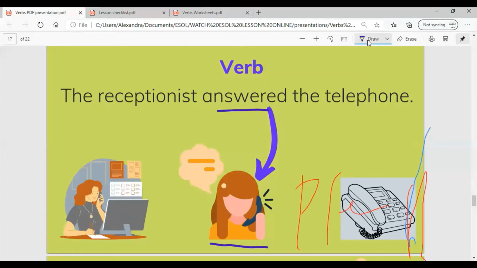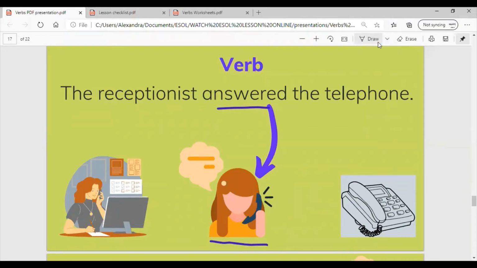So that leaves us with answered as our verb. Are you okay? I'm sorry, I can't quite hear you. There's a little chat if you'd like to ask questions in it. If not, we'll quickly do the presentations and look at questions at the end.